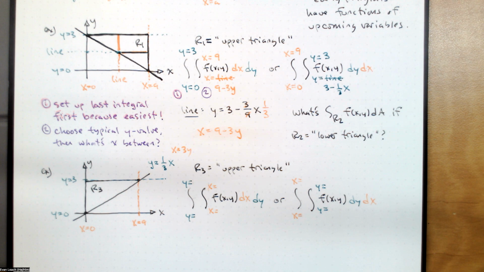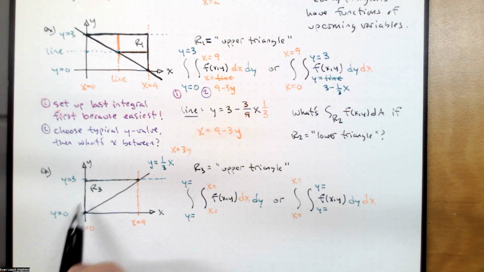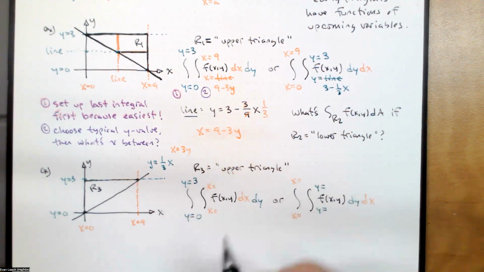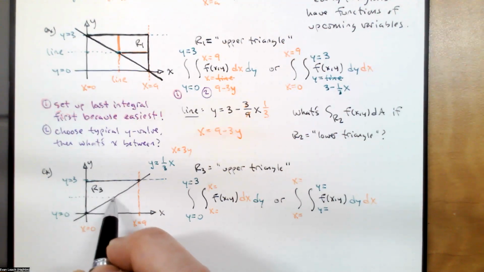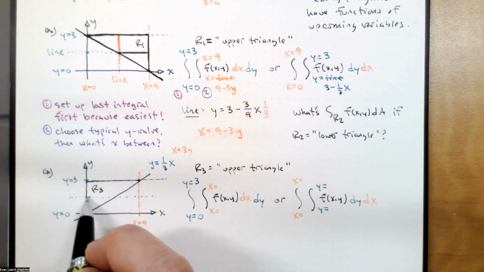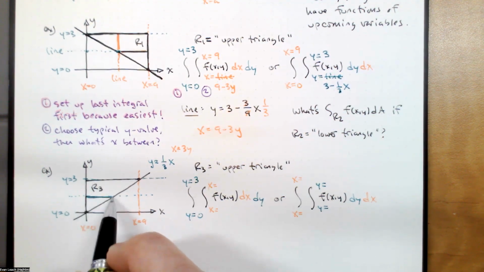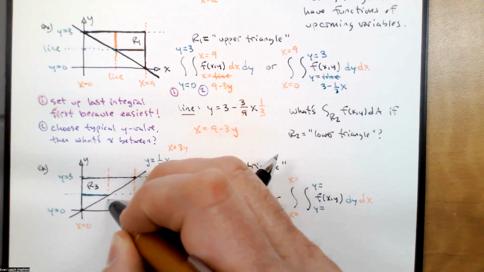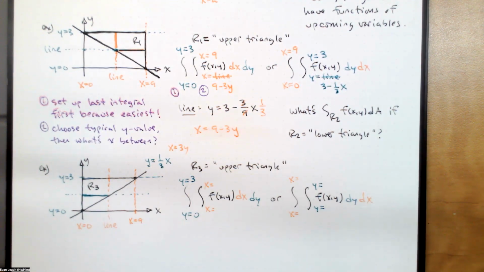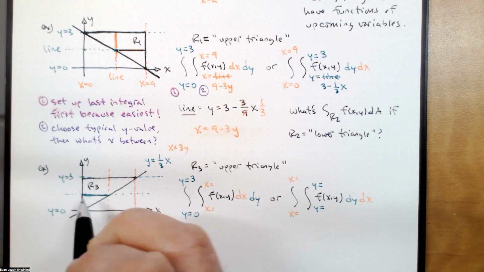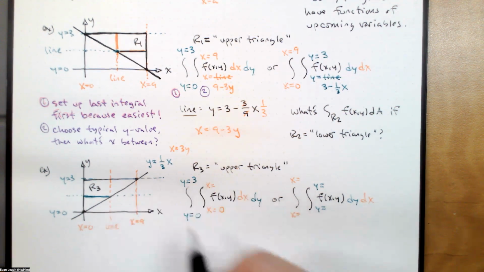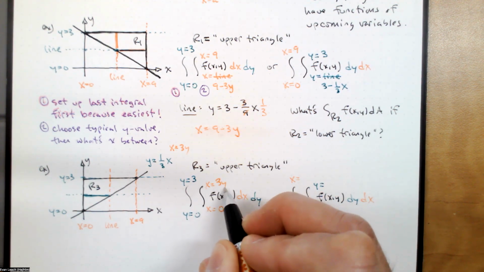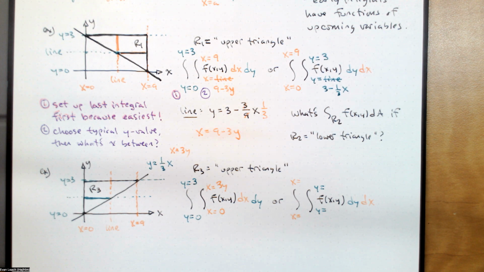So let's set up these double integrals. The easiest thing to do is the last integral first because we only get to use constants. So if my y integral is my last integral, y is between 0 and 3. Now we pick a typical y value. And we say, what's x between? Here, x starts off at 0 and ends at the line, the x description of the line, which is 3y. So this would be the integral from 0 to 3y dx, then the integral from 0 to 3 dy.